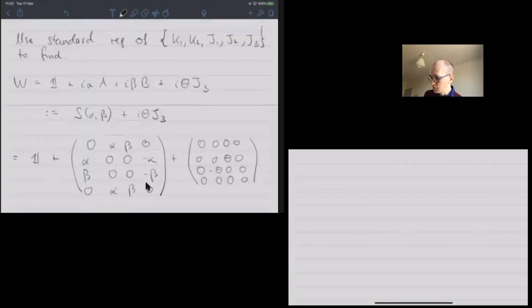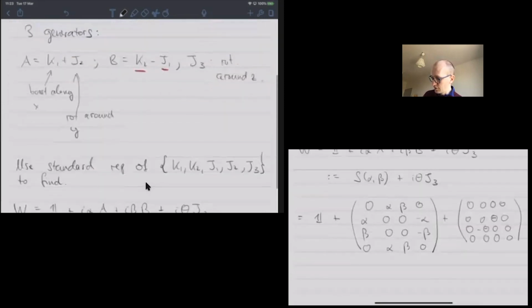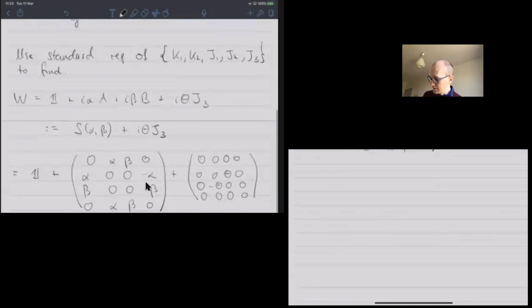Okay, so you could of course back solve it and then see what I chose for the generators. But as I said, maybe you can just figure out your favorite basis and write it down in your basis. All that I'm saying is that it is rather simple to come up with this matrix representation just by multiplying i alpha times the A generator, which is this linear combination of the well-known Lorentz generators K1 and J2. Same for B, and then J3.